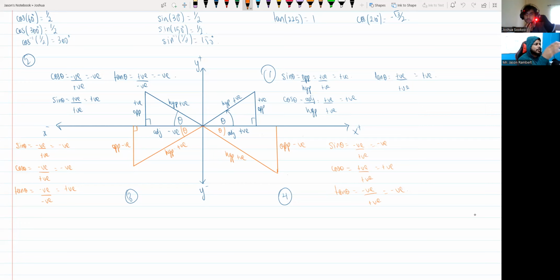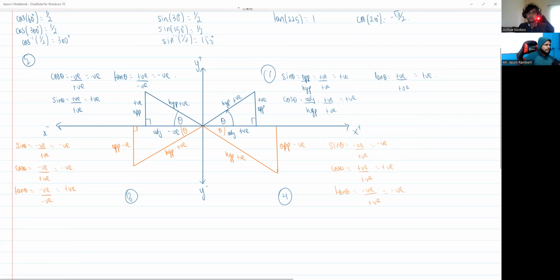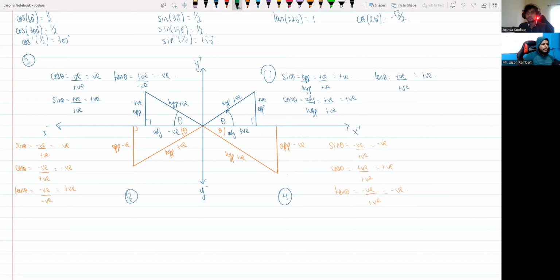So in each of these quadrants, 1, 2, 3, and 4, there exists a pattern, and the pattern emerges for positive values. In the first quadrant, all are positive. In the second quadrant, sine alone is positive. In the third quadrant, tan is positive. And in the last quadrant, cosine is positive.